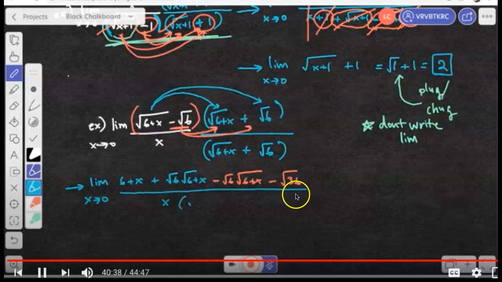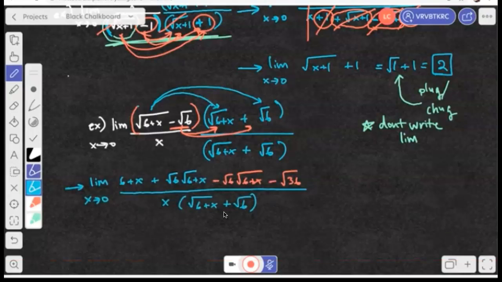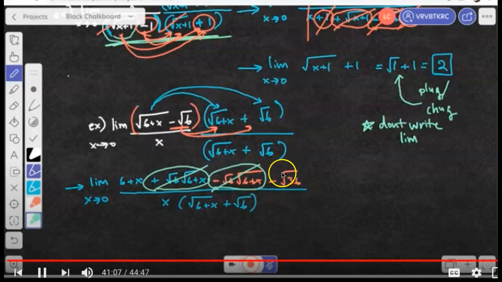The bottom, keep it together. You see how I'm just writing it together? The x with the rad 6 plus x plus rad 6. Just keep it together. Now we simplify the fun stuff. Cancel stuff out if you can. So in the numerator, the positives and the negatives could cancel. The negative square root of 36 becomes 6. The stuff in red becomes 6. But that negative 6 is going to cancel with the positive 6, which is nice. We're cleaning this up.